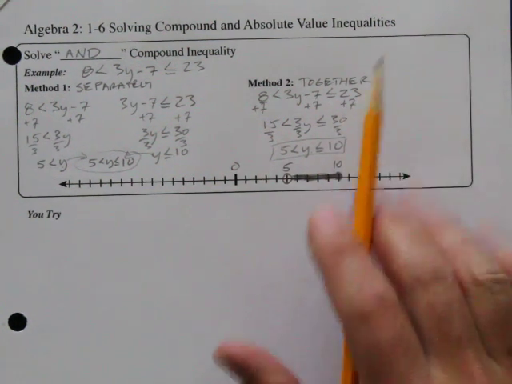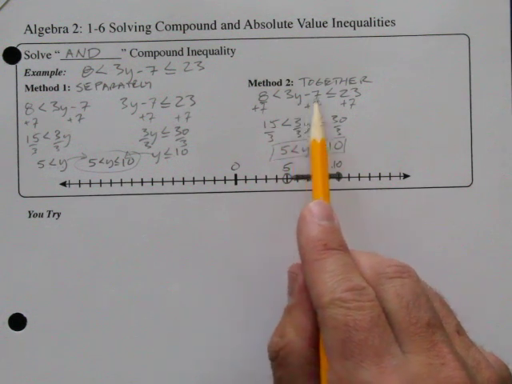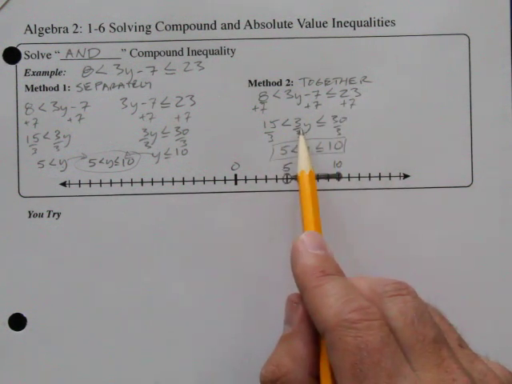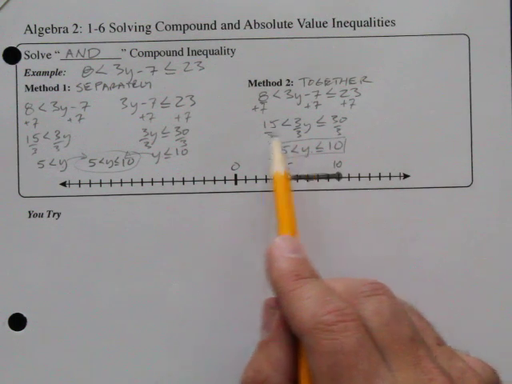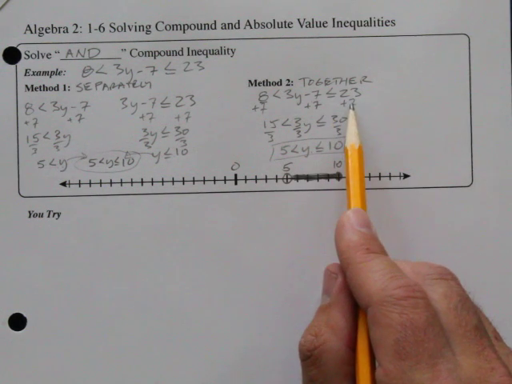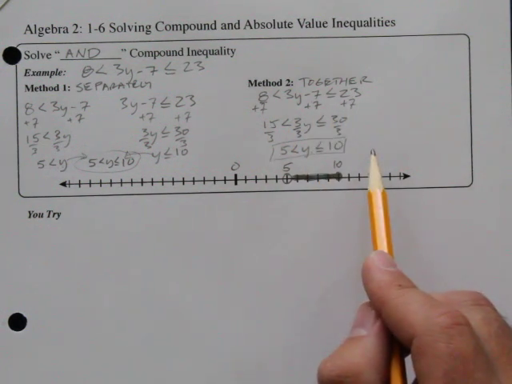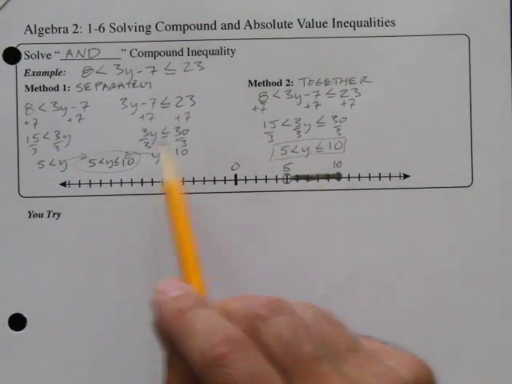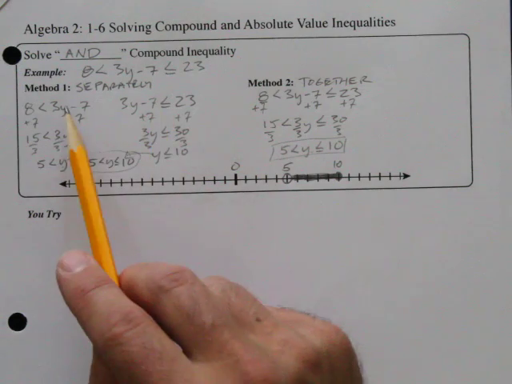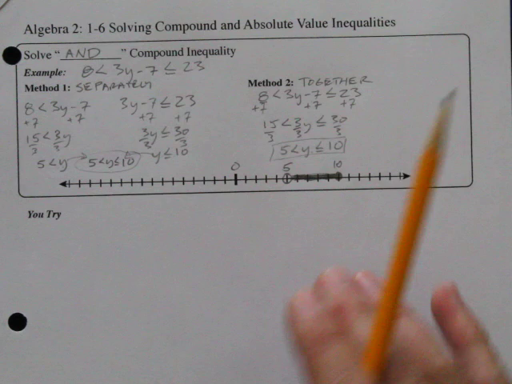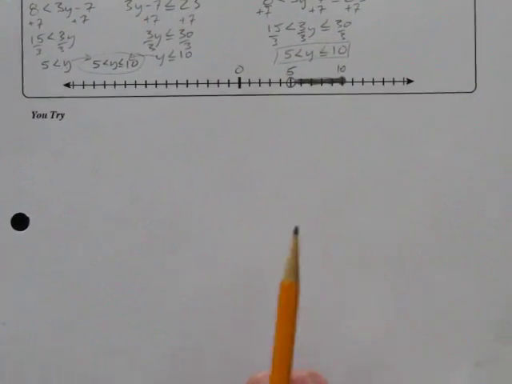But you have to be very careful and make sure that when you do something here in this middle, you've got to do it to all three expressions. Same thing here, divide by 3, you've got to divide each expression by 3. And that can be tricky. It's easy to forget to do one of those expressions. This way might be a little bit easier to keep together because you split it up into two separate inequalities. But whichever way you like best, you do.